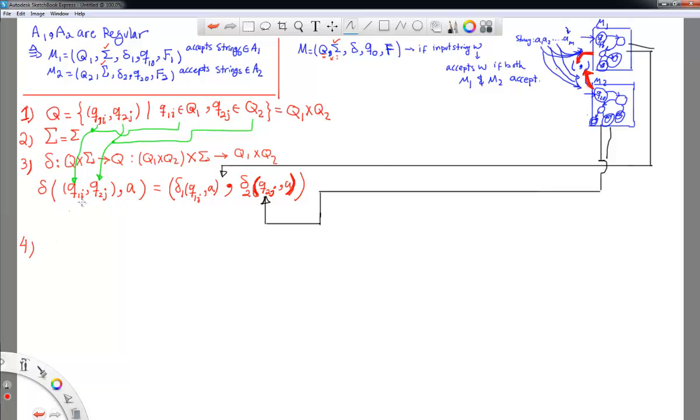For the fourth element, I would like to have the initial state of my automaton. Since each state is an ordered pair, I want both M sub 1 and M sub 2 to start in their original state, or their start state. So the start state of my overall machine is going to be a pair. The first one is the start state of the first machine, and the second one is the start state of M sub 2.